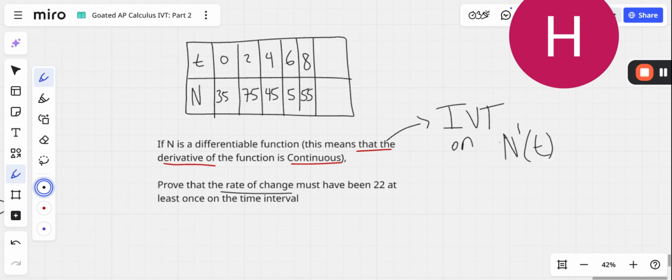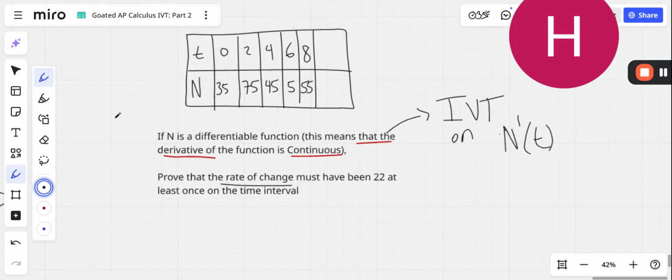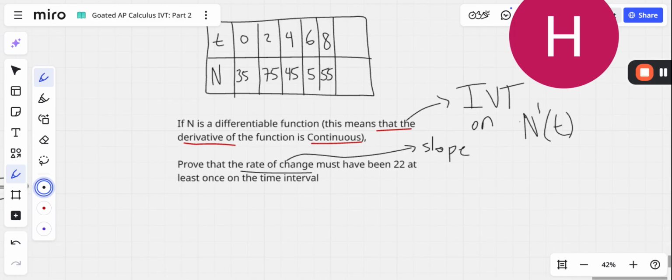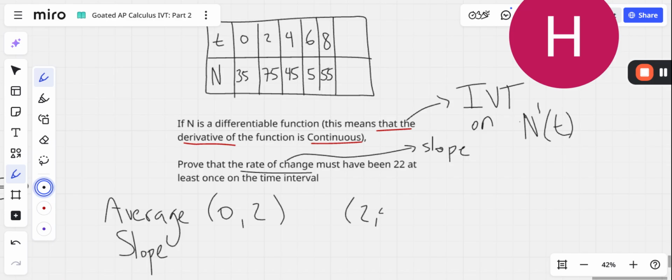All right, so let's take a look. How can we figure this out? We want to prove that the rate of change, which is kind of like the slope, must equal 22 at least once on the interval. So what we're going to do is find all of these average slopes on these intervals, like 0 to 2, 2 to 4. We don't technically need all of these intervals, but I think it's good practice computationally for you to be able to do these average slopes.